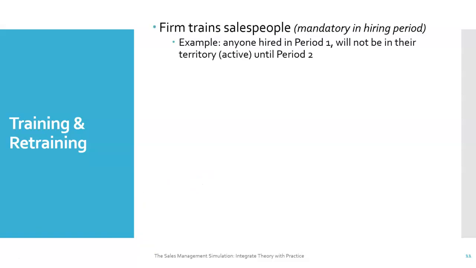Other considerations. One is about training. It's important to know that when you train someone, so let's say you hire someone in period 1, they're not immediately available. They won't be available to make money for you until the next period after they're trained. So what it assumes is if you hire them in period 1, they're also trained in period 1 and then available in period 2. So you also have to keep that in mind in terms of your strategy.